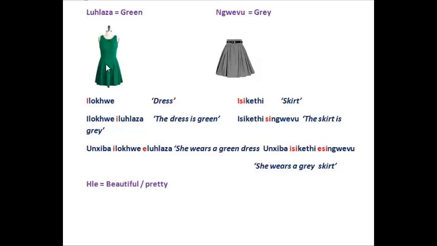Let's look at ilokwe, a dress, and isiketi, a skirt. And our color here is luhlaza, green. Luhlaza, green. Ngwevu, gray. We had luhlaza just now when we used blue, and we said luhlaza okwesibhakabhaka. Luhlaza, like the sky. You could say here luhlaza okwenca. Okwenca is like the grass.